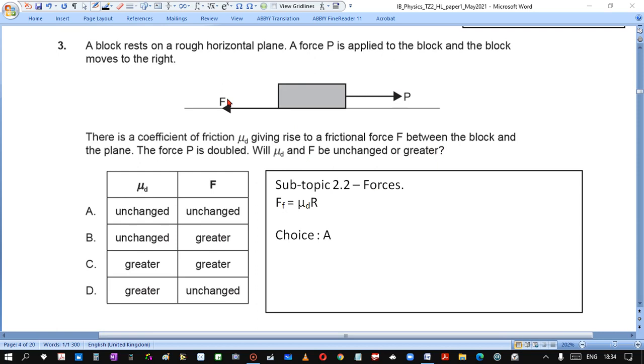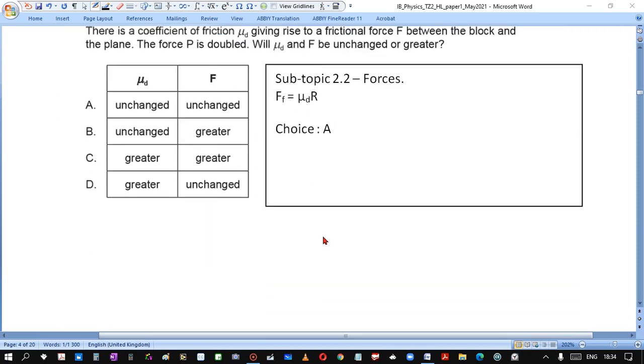So when the object is moving, friction force is given by this formula from subtopic 2.2, and the coefficient doesn't depend on speed. So the object moves, we have friction force, dynamic coefficient of friction, and R is reaction which doesn't change. So unchanged, choice A.